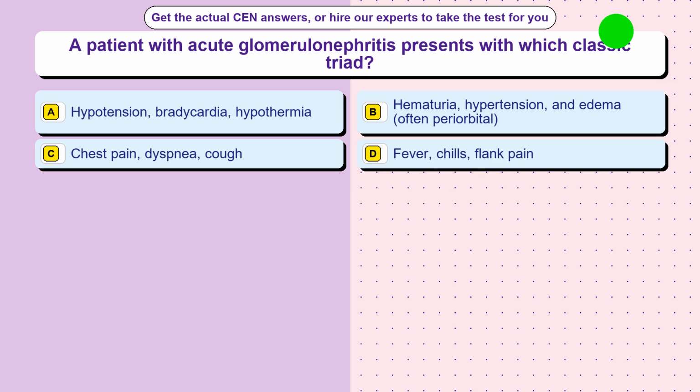Question 38. A patient with acute glomerulonephritis presents with which classic triad? Option A, hypotension, bradycardia, hypothermia. Option B, hematuria, hypertension, and edema, often periorbital. Option C, chest pain, dyspnea, cough. Option D, fever, chills, flank pain.